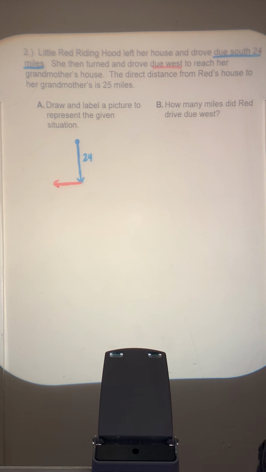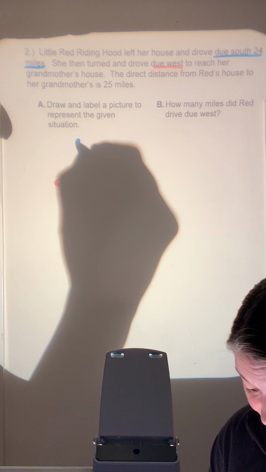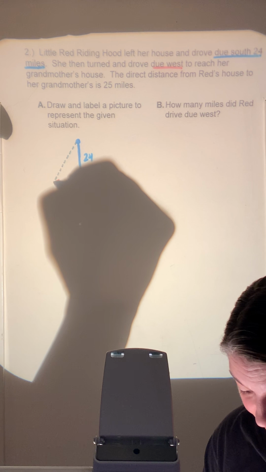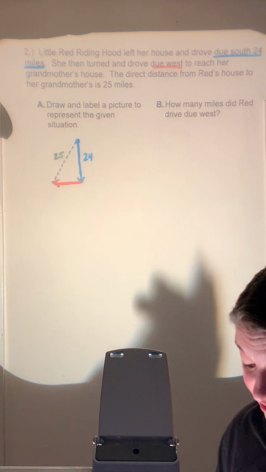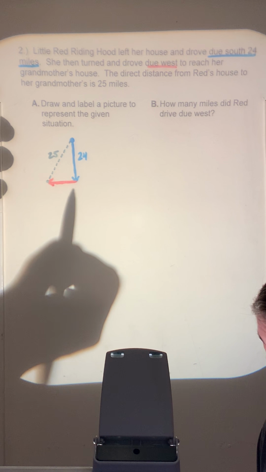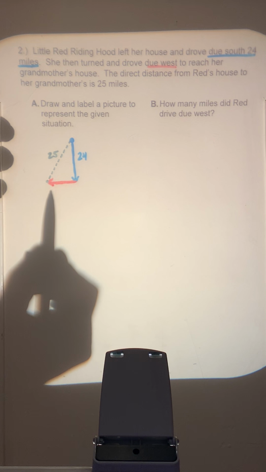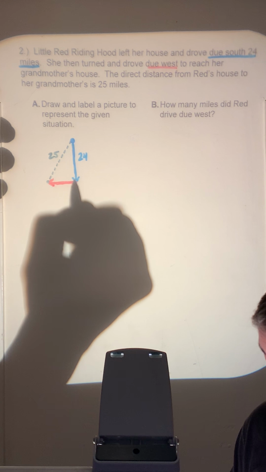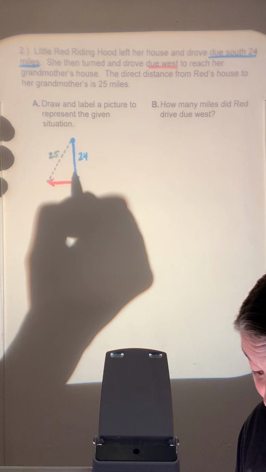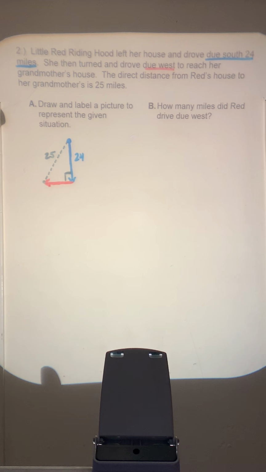And now they talk about the direct distance from Red's house, which is where she started, to her grandmother's house. So basically they're telling us that from here to here, it is 25 miles. This one's a little different because now they gave us one of our vectors and they told us that direct distance, but they don't tell us this mileage here. However, because this is due south and due west, we do know it makes that 90-degree angle. So we do have a right triangle and we can again just use the Pythagorean theorem.